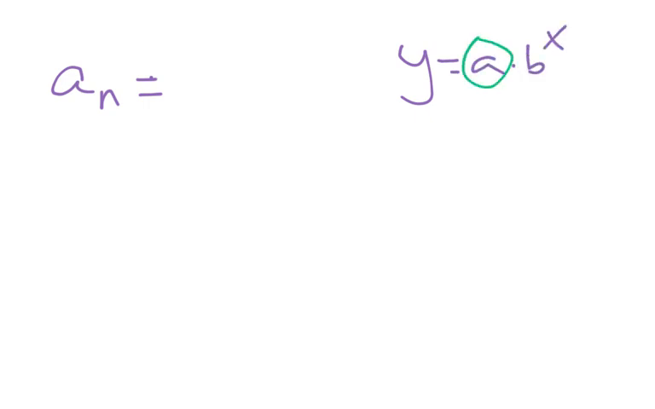Now the explicit rule for a geometric sequence looks very much like an exponential. If I said to you, exponential functions are a times b to the x, a would be the beginning y value. So if you had something like this, there's a, and whatever we're multiplying by.